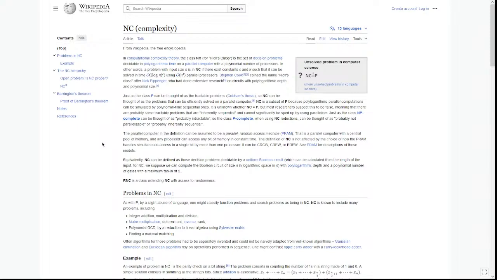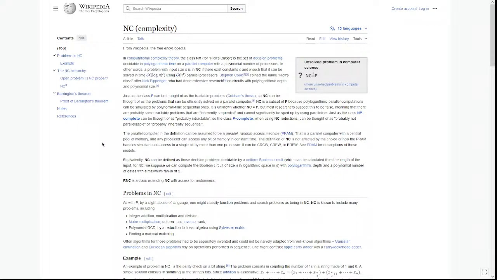The set of decision problems decidable in polylogarithmic time on a parallel computer with a polynomial number of processors. In other words, a problem with input size n is in NC if there exist constants c and k such that it can be solved in time O((log n)^c) using O(n^k) parallel processors. Stephen Cook coined the name Nick's Class after Nick Pippenger, who had done extensive research on circuits with polylogarithmic depth and polynomial size.